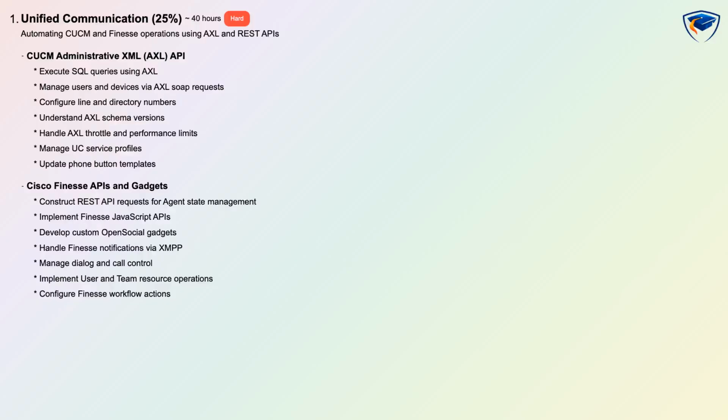You will learn to use the CUCM administrative XML AXL API to execute SQL queries, manage users and devices with SOAP requests, configure lines and directory numbers, and understand AXL schema versions and throttle limits while updating phone button templates and UC service profiles.